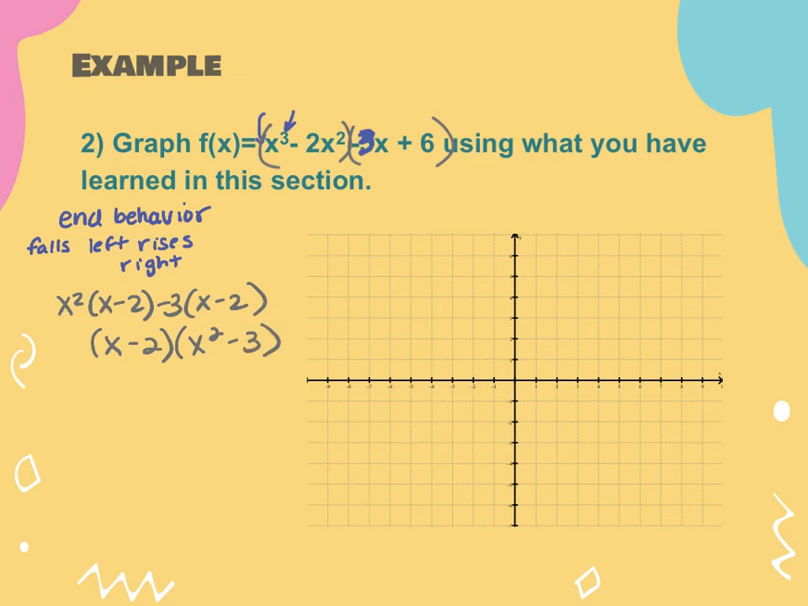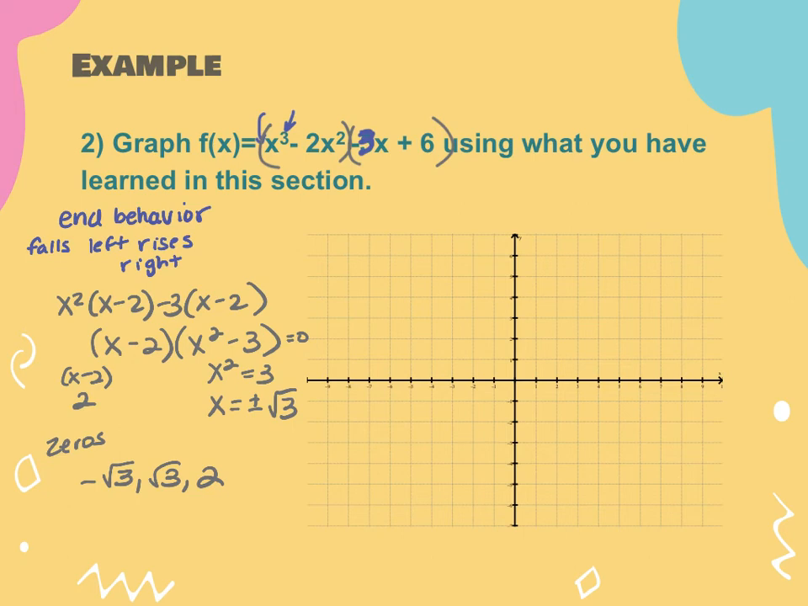Now that's not a perfect square, so I would solve it by saying x minus 2 stays. This would be x squared equals 3, and x equals plus and minus the square root of 3. This would be 2. So when I list my zeros, I'm going to have negative square root 3, positive square root 3, and positive 2. The multiplicity on each of those roots is 1 because they only occur one time, which means it's going to cross through each of those points.